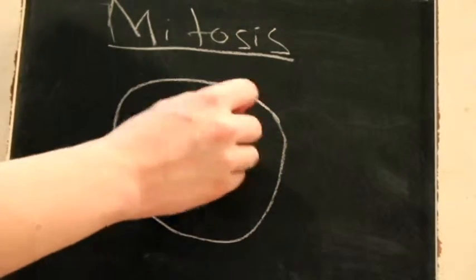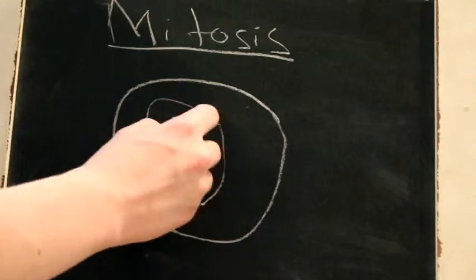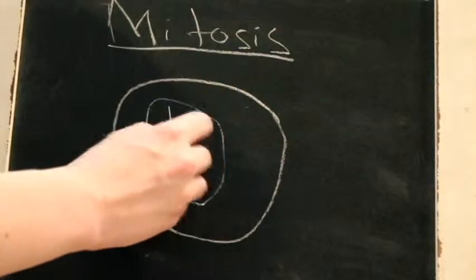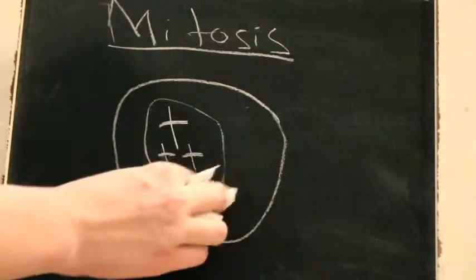During prophase, the DNA condenses into chromosomes instead of just floating squiggly lines. Also, the nuclear membrane begins to disappear.